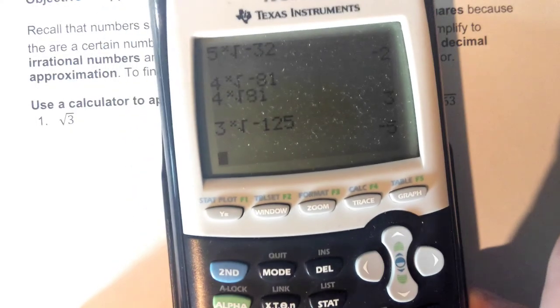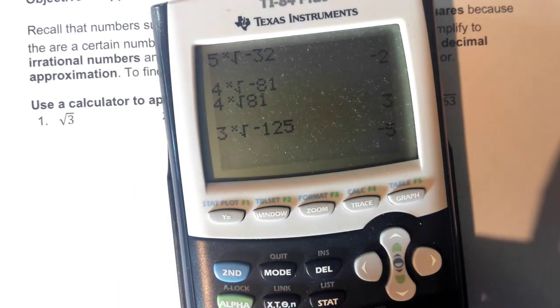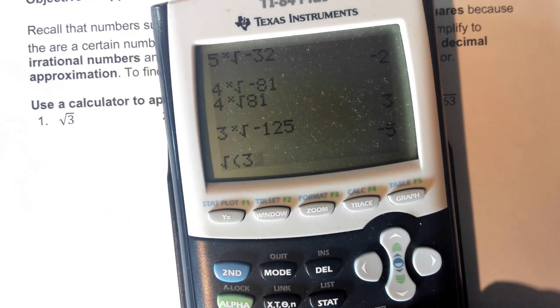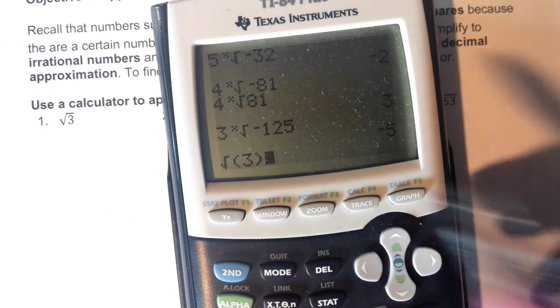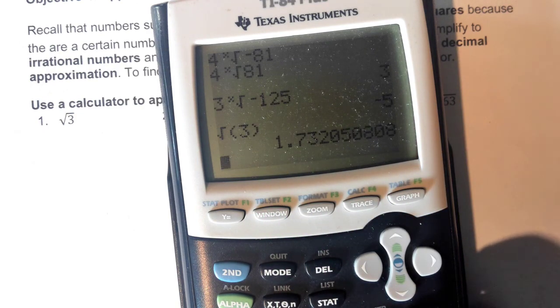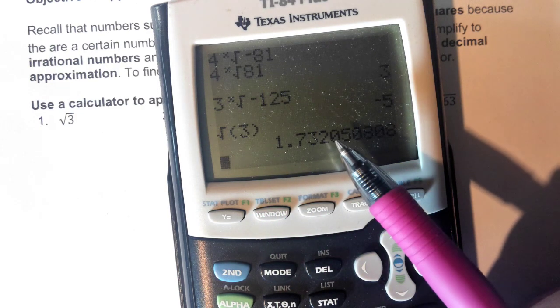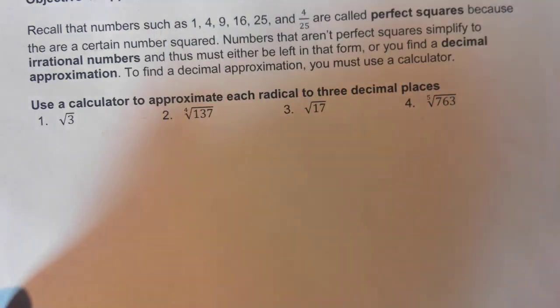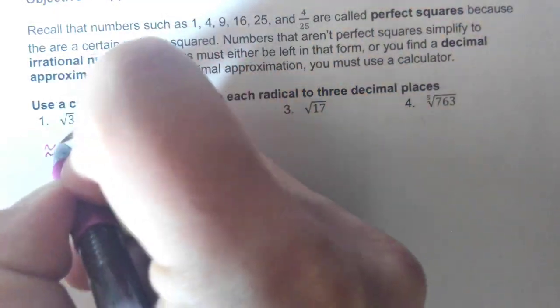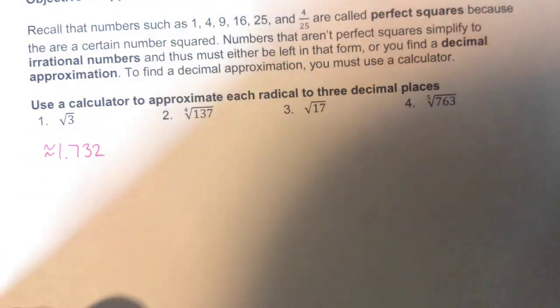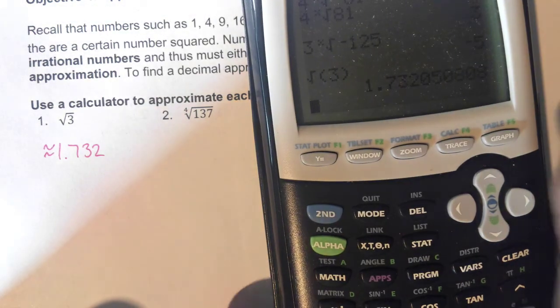So all we have to do is type it in. So again, we're going to second, that square root button. Be sure to close that parenthesis on that square root button. It gives you a parenthesis on that one, while the other ones don't. So we're going to do a 3 decimal approximation. That 0 would not round that 2 up, so it's going to be closest to 1.732. The fourth root of 137.